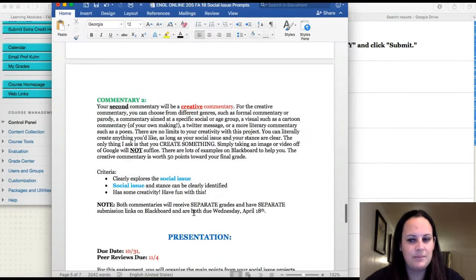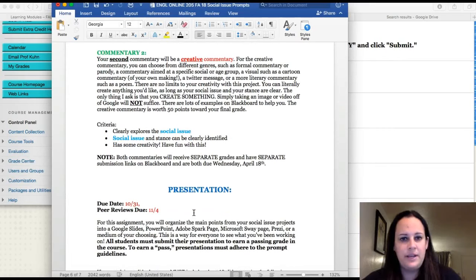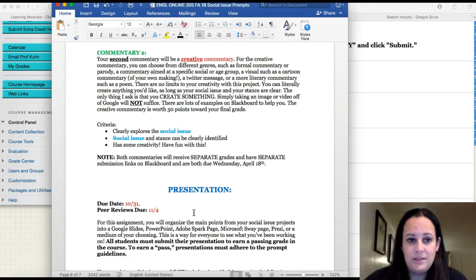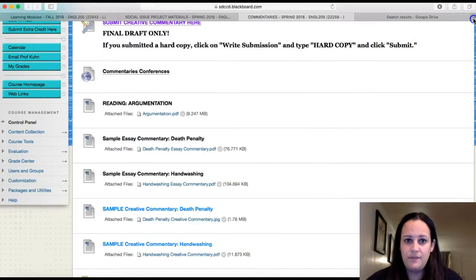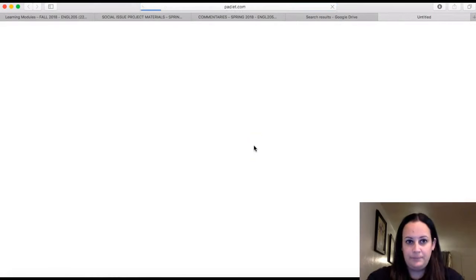Now let's look at the second commentary. This one is creative. You can choose from different genres, really anything you want. Here's the only 3 criteria. You need to clearly explore your social issue. Your social issue and stance needs to be clearly identified, and it needs to be creative. Have some fun. And so what I'd like to do at this point is show you the page where you'll be posting your creative commentary, and also where all of your samples are going to be.